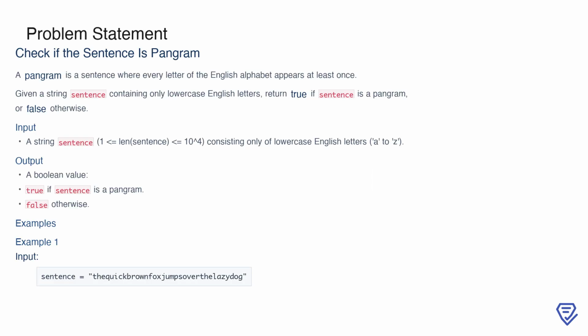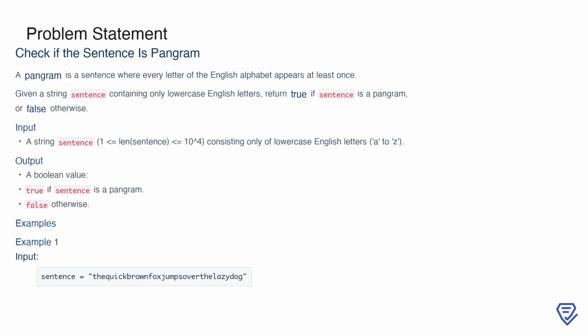To solve this problem, we need to understand what a pangram is. A pangram is a sentence that includes every single letter of the English alphabet at least once. For example, if you're given a string called sentence, which only contains lowercase English letters, your goal is to determine whether it's a pangram or not. If it is, you return true; if not, you return false.